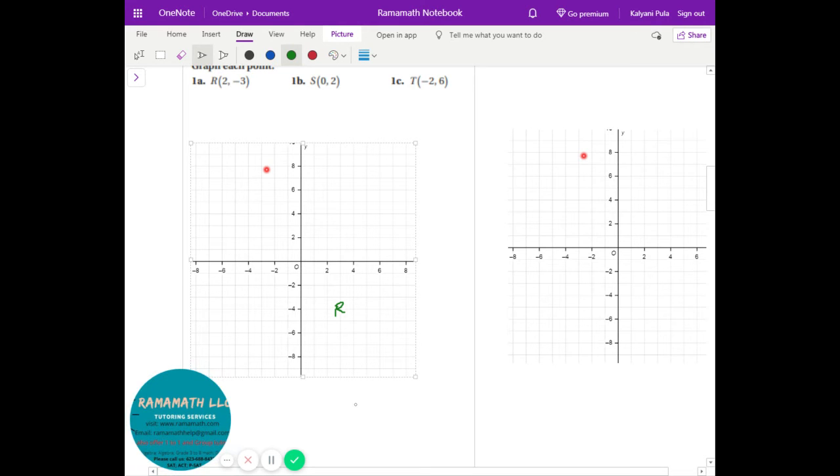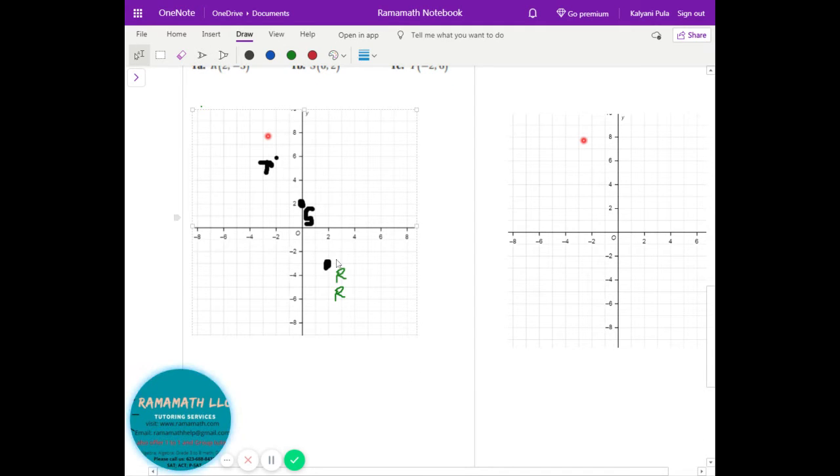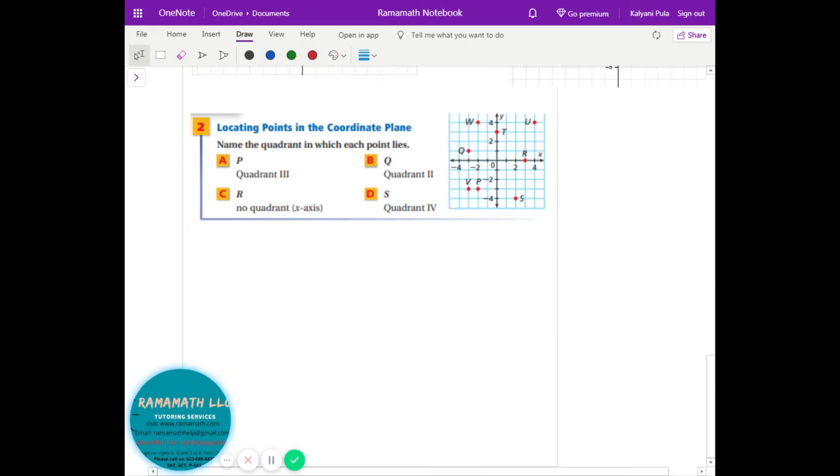S is 0, 2. Use the same graph. Leave the other graph for the arrow and use the same graph. I'm going to erase it then. Okay, it's gone. That looks good. You put the points correctly. That one is good too. A couple of points up here.